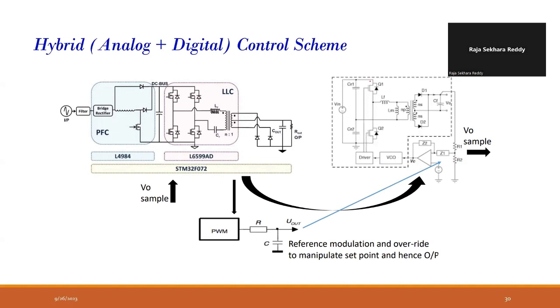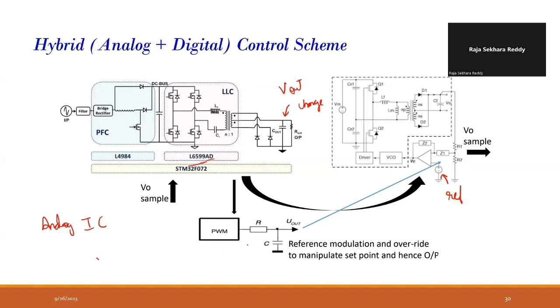They have an analog IC which is used for generating the pulses for your LLC. But if I want to change the output voltage, if I want to change this V output, what I need to do is change the reference voltage to this controller. And to change that reference voltage, I will use the microcontroller.